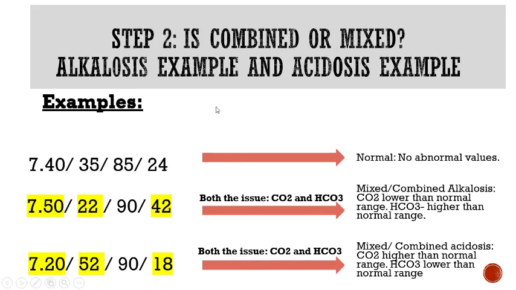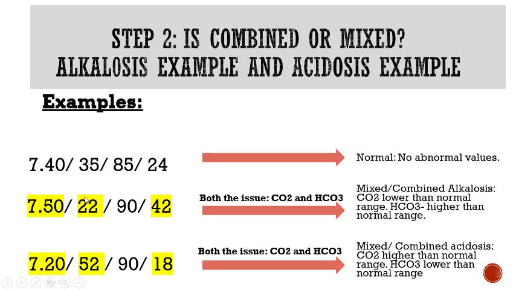So I also mentioned that they could both be to blame. There is also a possibility where it's called a combined or mixed alkalosis or a combined or mixed acidosis. So again, starting off with your normal blood gas, no abnormal values, normal. Here you have that same alkalotic pH that we talked about before. So this is a high pH, it's a basic pH, it's an alkalotic pH. All means the same thing.